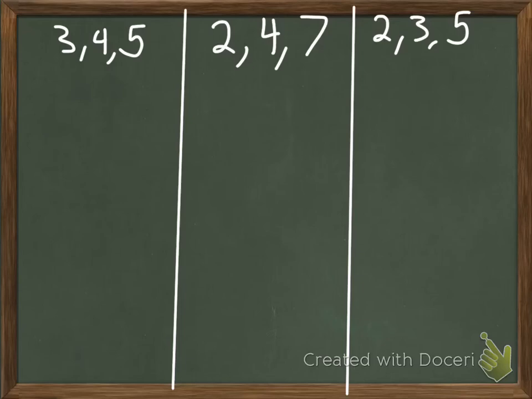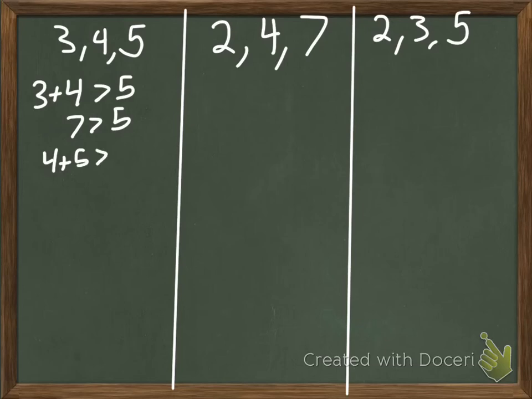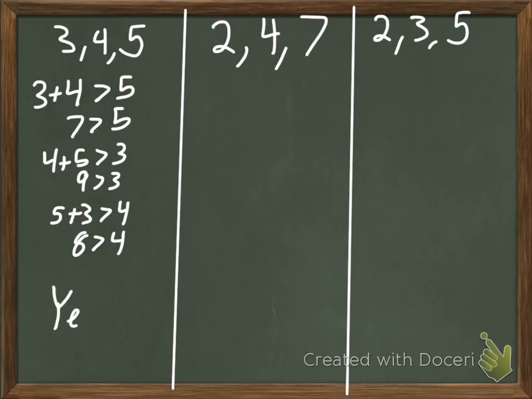And you have to test all of them until you either prove it false or you've tested them all and they all work. So, we need 3 plus 4 to be greater than 5. Not 8. 7 is greater than 5. That works. We need 4 plus 5 to be greater than 3. 9 is greater than 3. And we need 5 plus 3 to be greater than 4. 8 is bigger than 4. So it works. So this is a triangle.